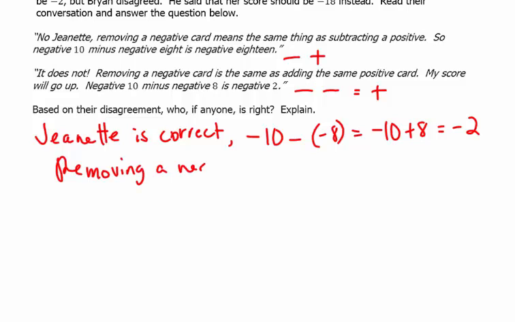Removing a negative would be the same as adding a positive. That's the rule we talked about.